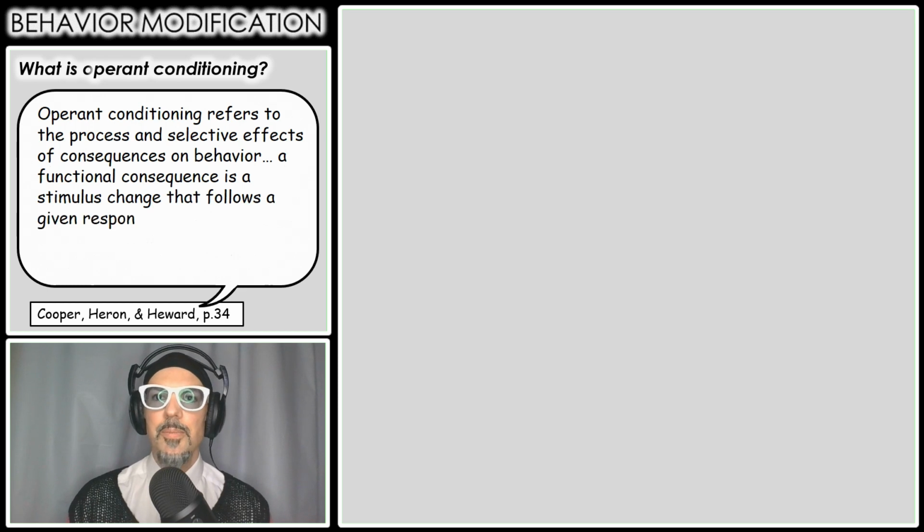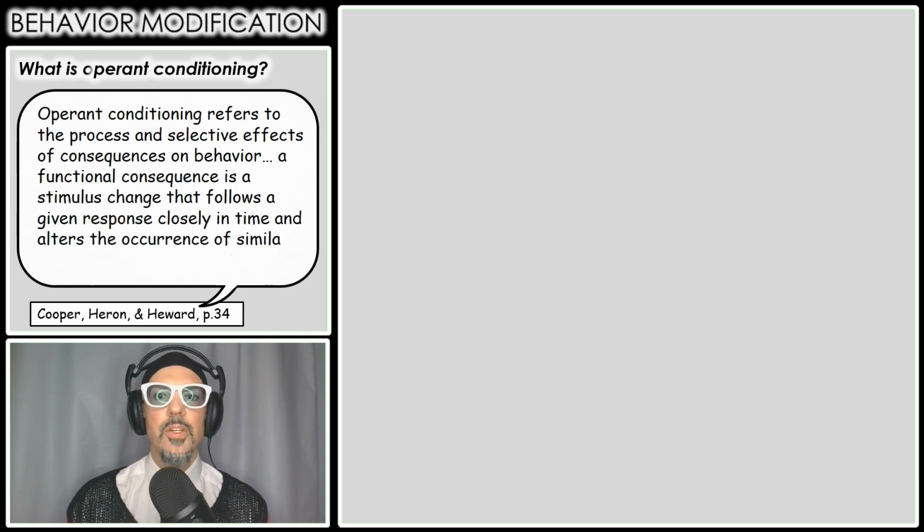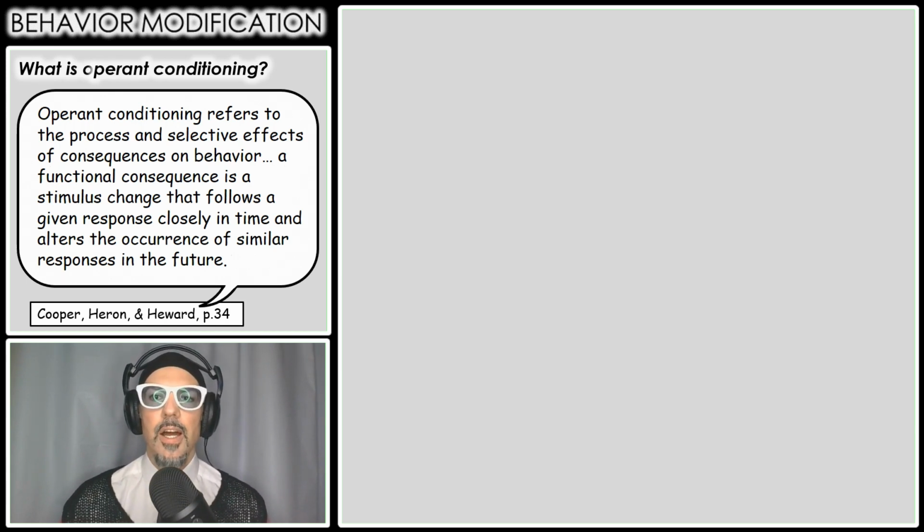All right, so we're going to delve into behavior modification today by taking a look at a very important phenomenon that is known as operant conditioning. Now, what operant conditioning is, and we're going to go to Cooper, Heron, and Heward, and they mentioned that operant conditioning refers to the process and selective effects of consequences on behavior. A functional consequence is a stimulus change that follows a given response closely in time and alters the occurrence of similar responses in the future. So that is what we're going to be focusing on.